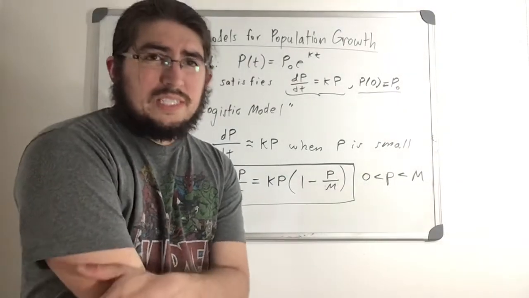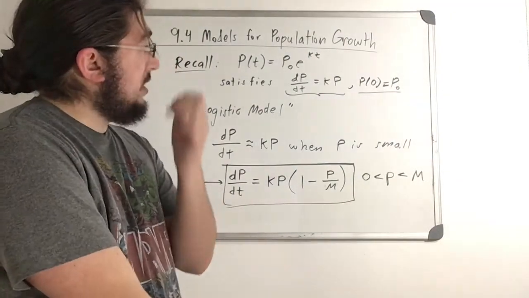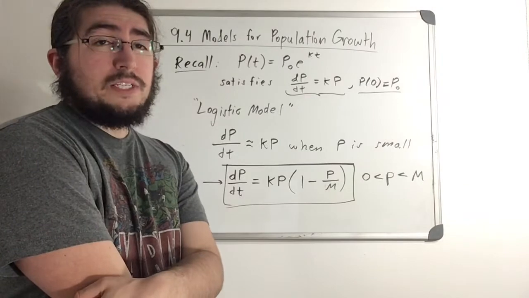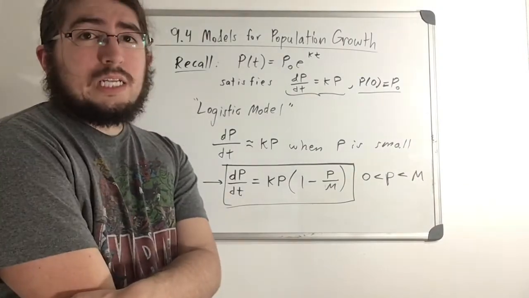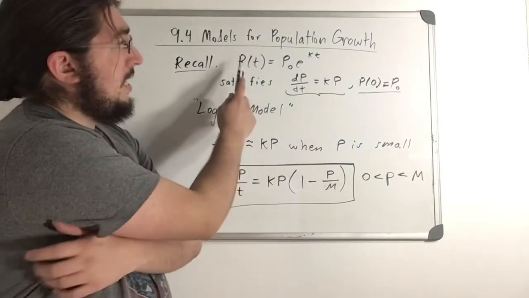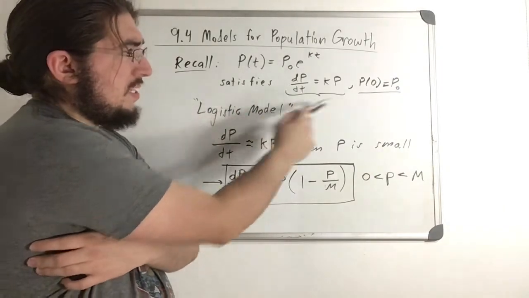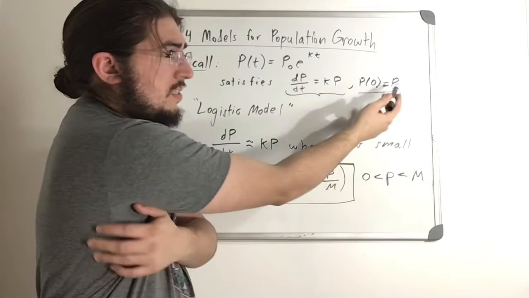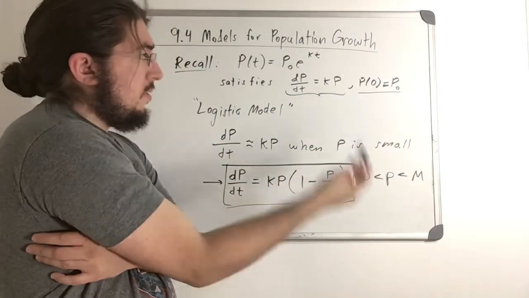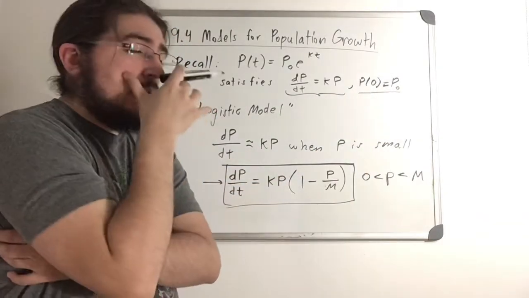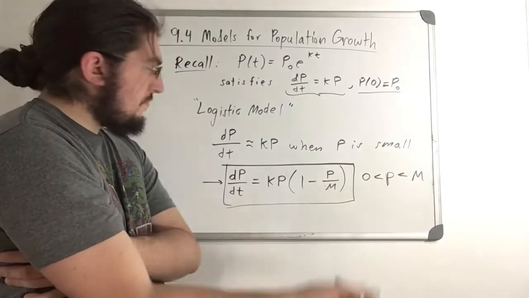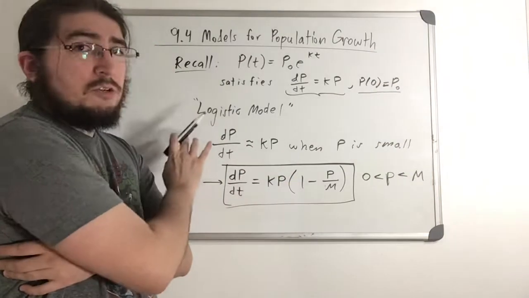Hi everyone, so for this discussion, this is 9.4, discussion on the models of population growth. And the one we discussed last time from 9.1, let us recall, is P of t equals P naught e to the kt. We saw this before, and this satisfies this differential equation, this satisfies this initial condition, P of 0 equals P naught. Now instead we're going to look at something a little more realistic, that happens naturally basically.